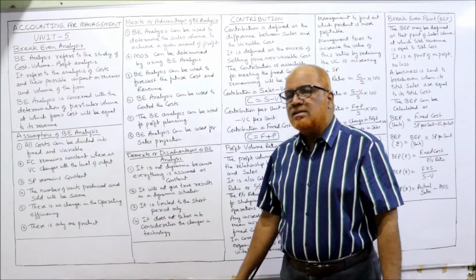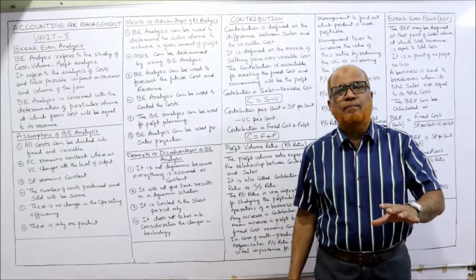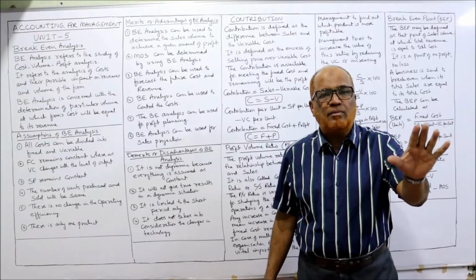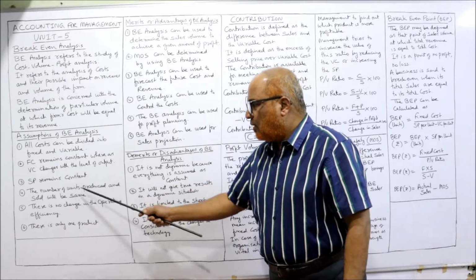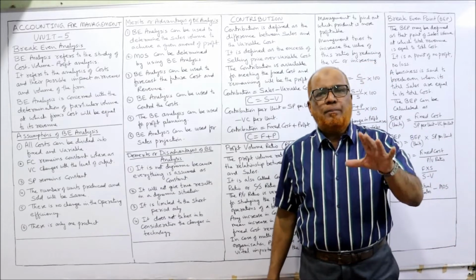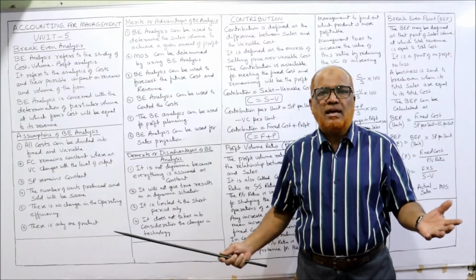Third one, selling price remains constant. Another assumption of break-even analysis is we have to assume that selling price is not going to change. The selling price is going to be fixed. The number of units produced and sold will be same. That means the production and the sales are constant, are same.